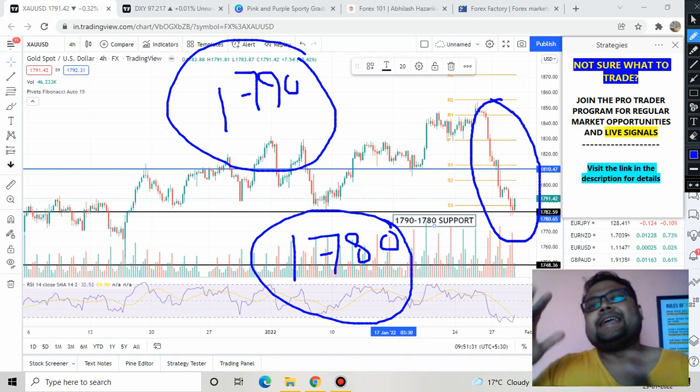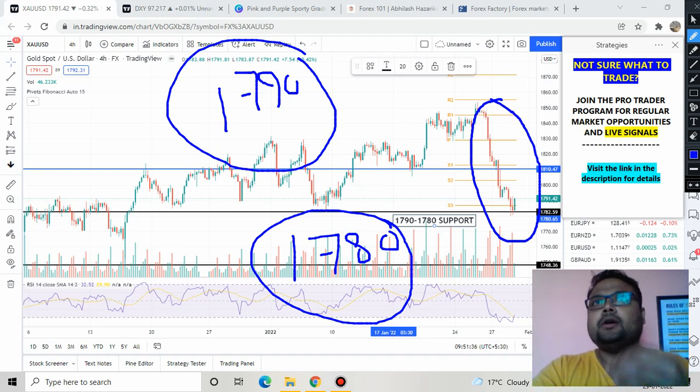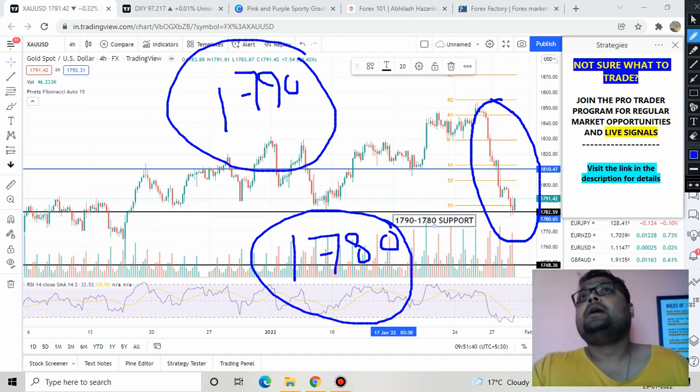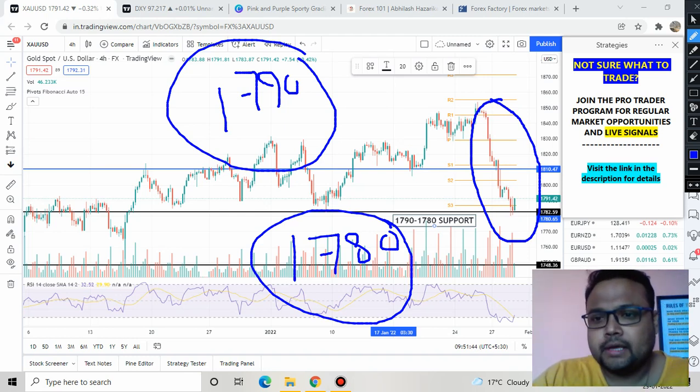For scalping purpose, you can take a buy position. But if you are looking for a long-term position, then taking a buy position simply relying on the 1780 level is very risky. So keep your eyes on dollar first. If it breaks the level of 97.40 and starts going up, then definitely you will be getting a fresh selling opportunity below 1780 level. Can take a sell position below 1780.